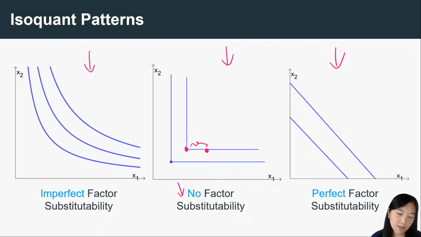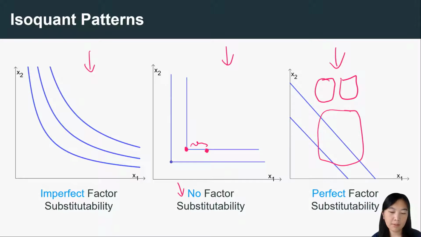And the last case is when one factor is able to perfectly substitute the other factor. Here, the case would be, for example, fertilizer sold in small bags, or if you buy a big bag of your fertilizer, those two will have exactly the same impact on your output.